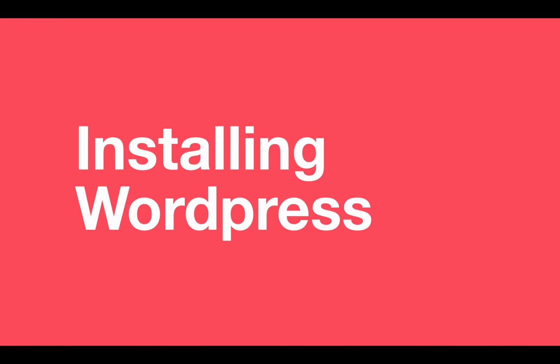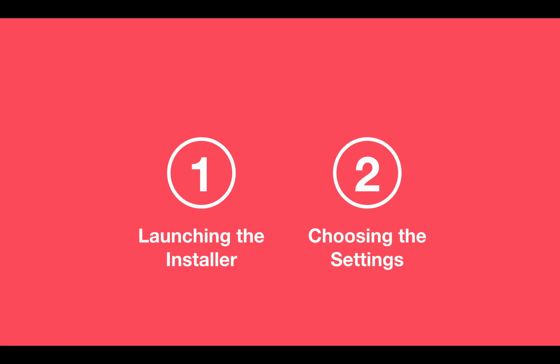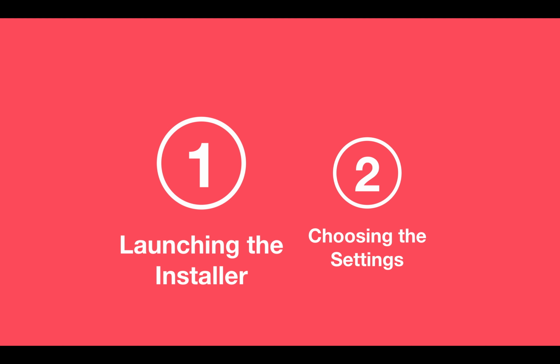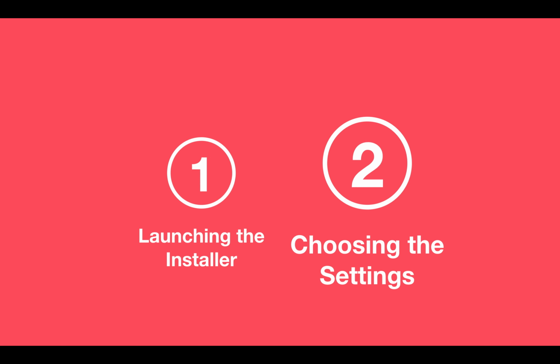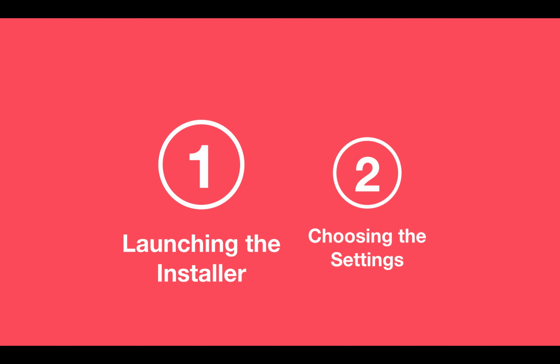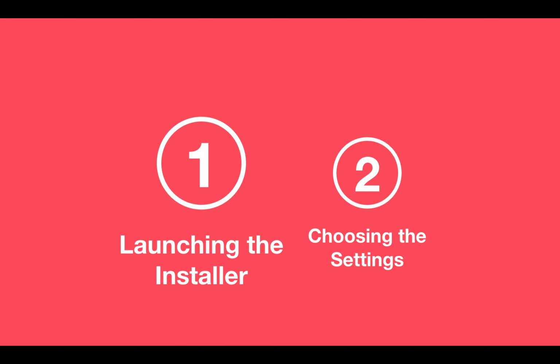In this video, we're going to be looking at installing WordPress on your cPanel account for the very first time. It's a simple process with just two steps. We're going to look first of all at launching the installer, and once we've done that, we'll then be able to go in and choose all the right settings to set up WordPress. With that in mind, let's go ahead and get started by launching the installer.